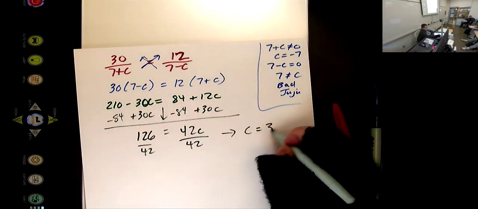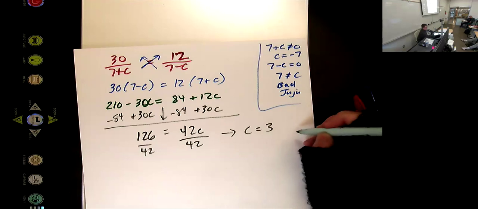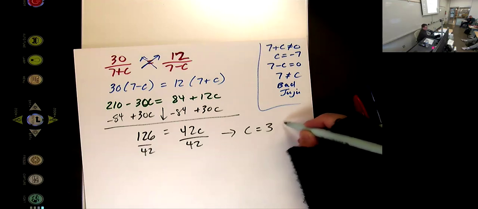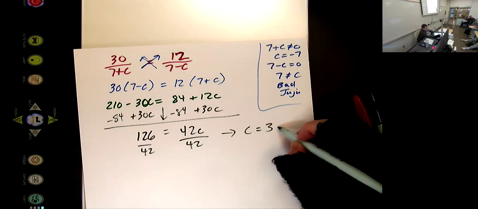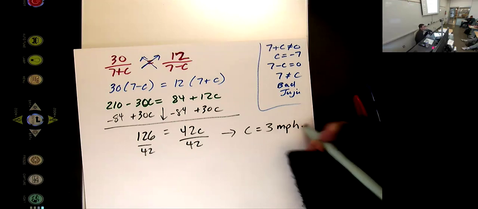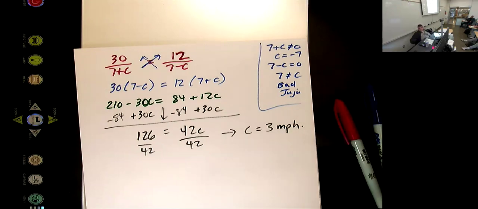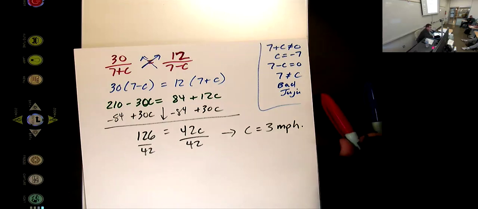C equals 3. And our distance was in terms of miles, and our time was in terms of hours, so this is MPH, miles per hour. Oh, wait, there's more. Have I finished the question? I haven't finished the question yet, have I? I only answered half of it. How long were we going?